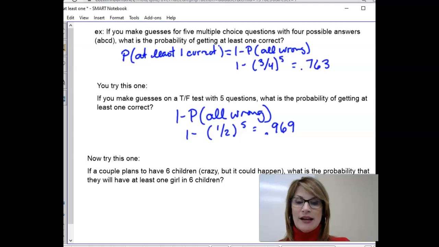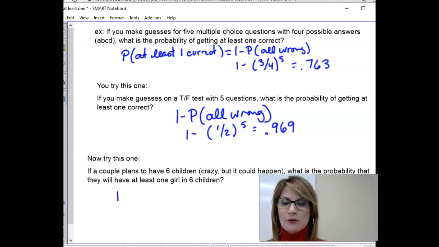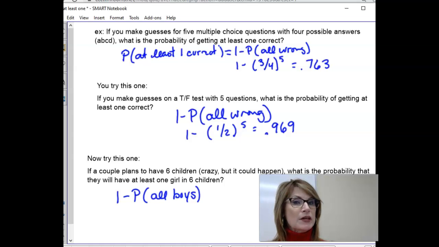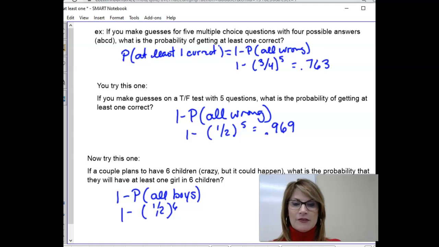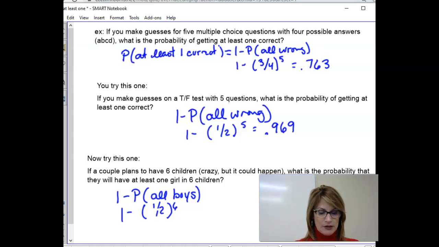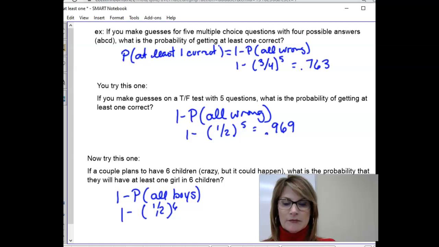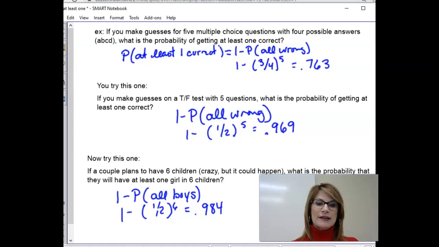Okay, so let's check it. At least one girl would be 1 minus the probability of no girls, which would be all boys. So that would be 1 minus boys, or 1/2, and we have 6 children. 1 minus 1/2 raised to the 6th. So that would be 0.984. So I hope this helps with at least one.